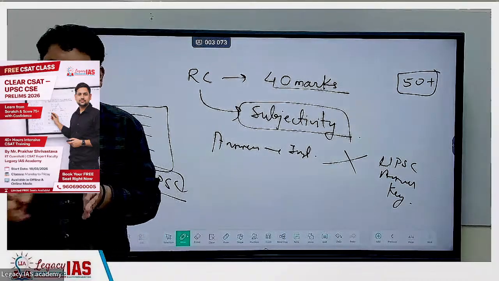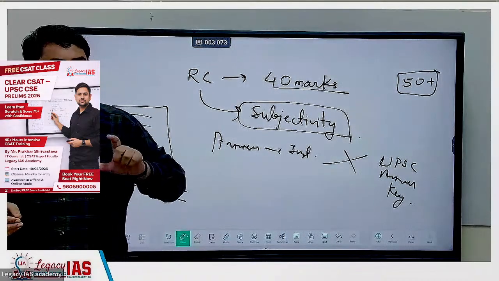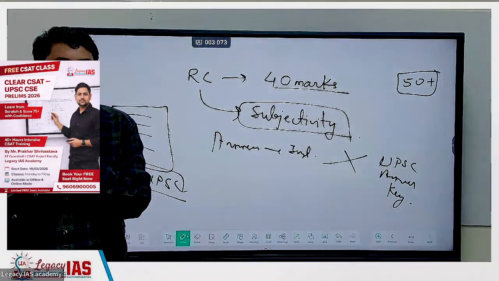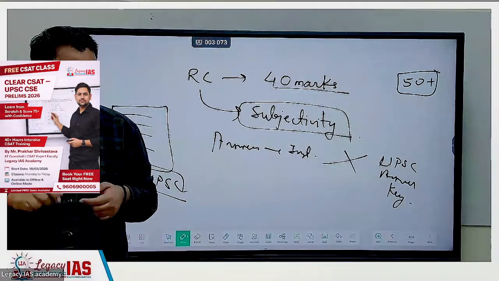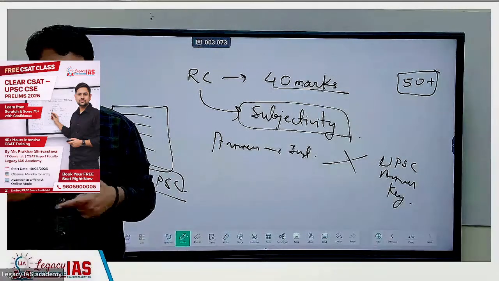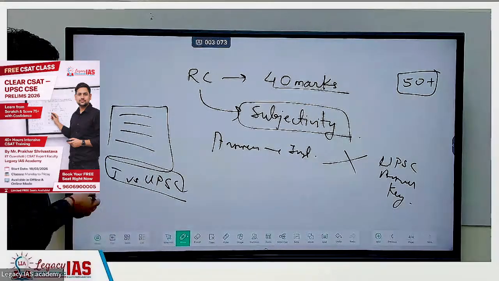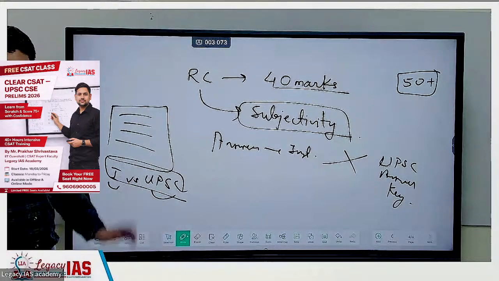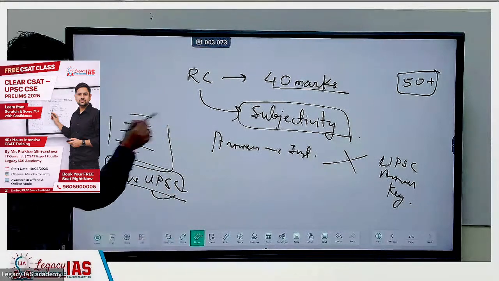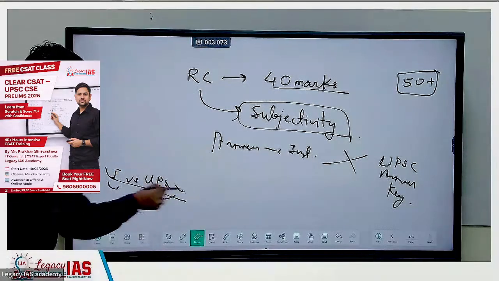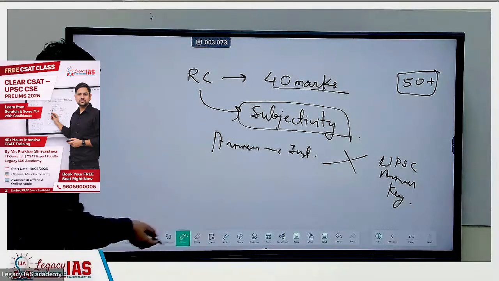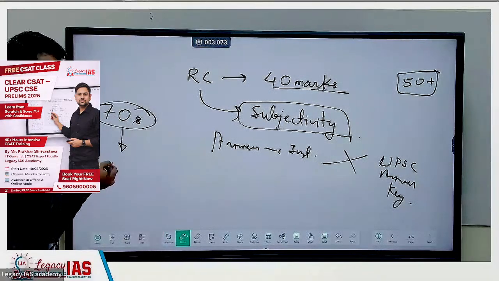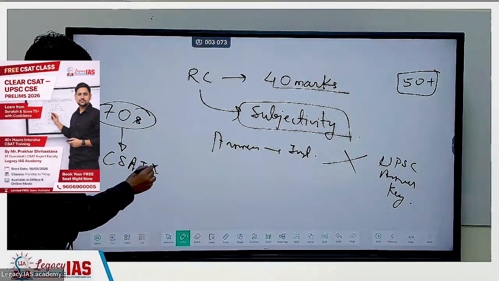Now, when the options are far apart or the RC is not that intricate, we will align. But in some cases, when the options are too close or the passage is talking about something very intricate, there would be a difference in our interpretation. That's why students, when they count their marks from coaching institute answer keys, get marks in the 70s, and eventually they realize that they didn't clear CSAT.